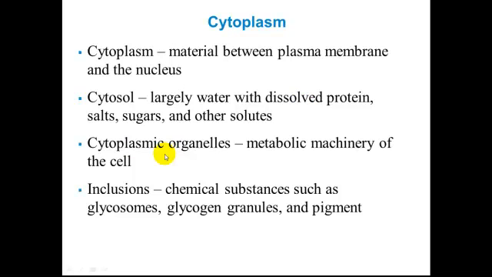The cytoplasmic organelles are going to be the metabolic machinery of the cell. We will talk about these at length. We will look at both membranous and non-membranous organelles. We also have things called inclusions. These would be different chemical substances that we would find within the cell, including things like pigments, glycogen granules, and what are called glycosomes.